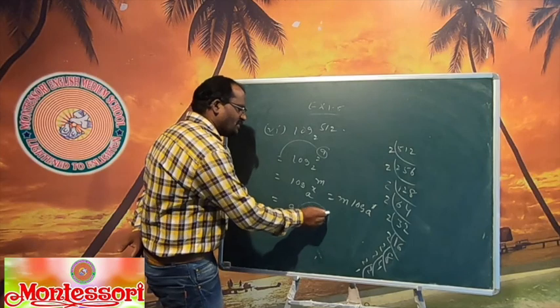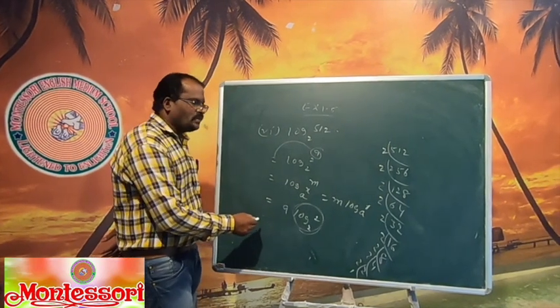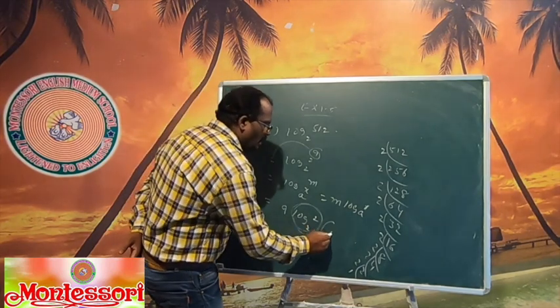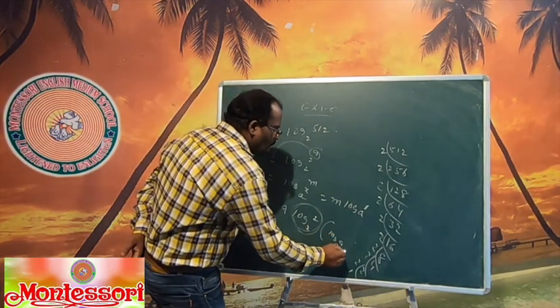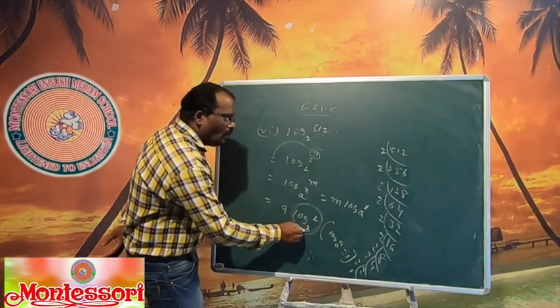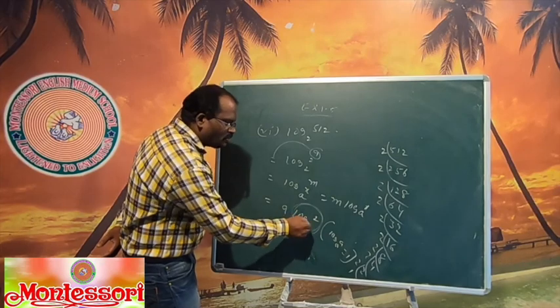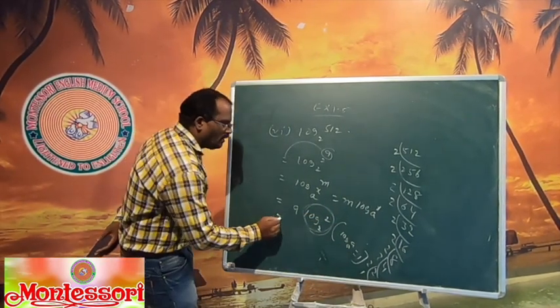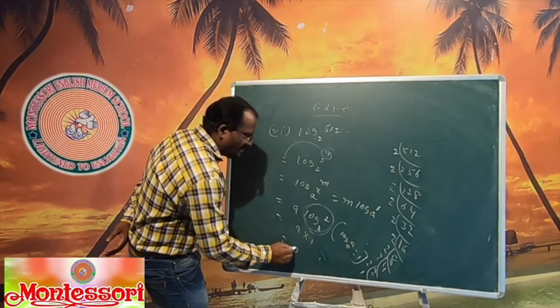Whenever the base and power are equal, the answer you have to consider is 1, because log of a power a is equal to 1. Here 2 and 2, 3 and 3, 4 and 4, whatever it is, when the power and base are equal, the answer will be 1. So 9 into 1, your answer is 9.